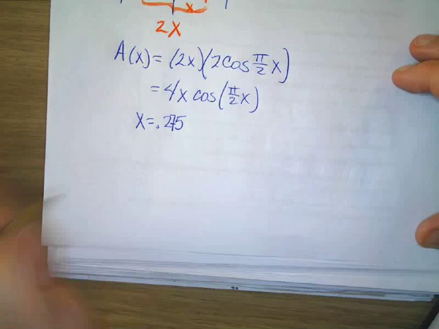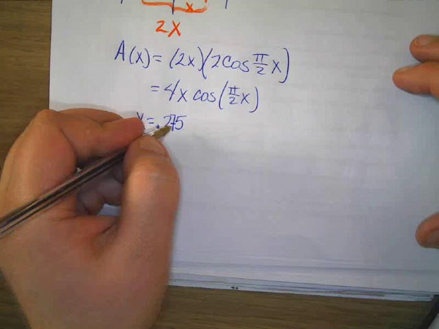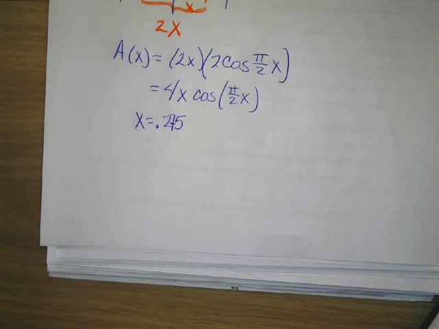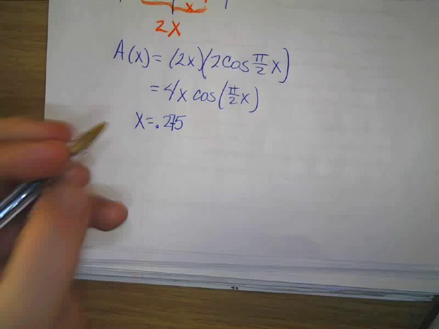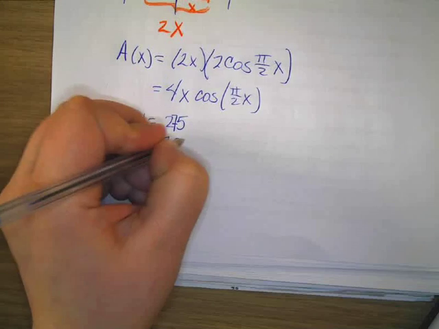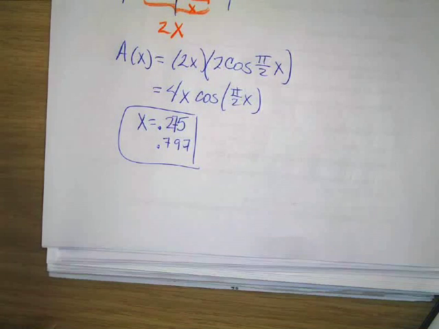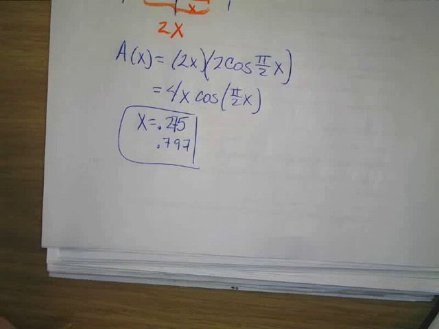Oopsies, there's a 7 right there. I got 0.275 and 0.797. Is that okay? Okay.